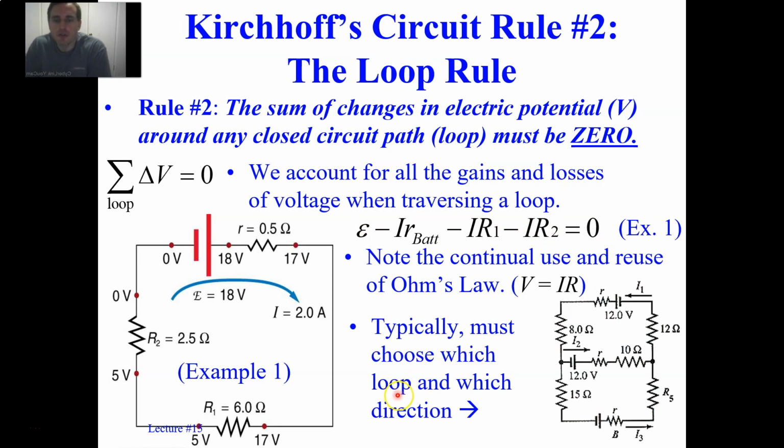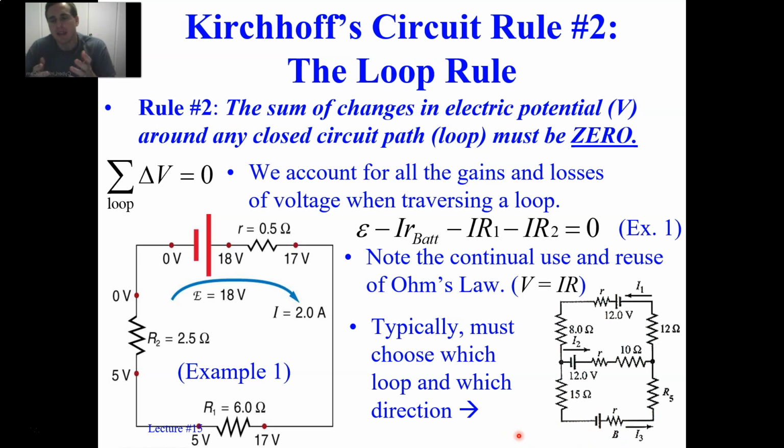Typically, we must choose which loop and which direction. So in general, you have more complicated circuits. Now, sometimes whoever draws the circuit diagram gives you the labeled directions of the currents. So in this case, I1 and I2 and I3 are given to us. Okay? But in many cases, you will have to choose the direction of the electric current.